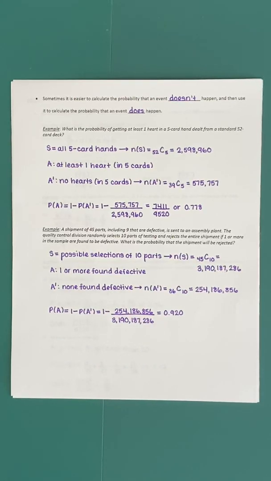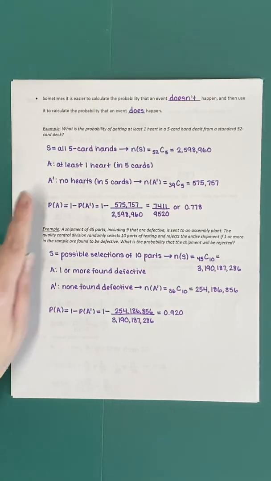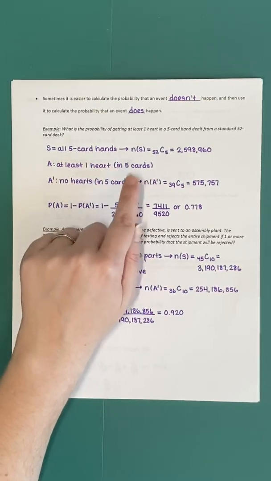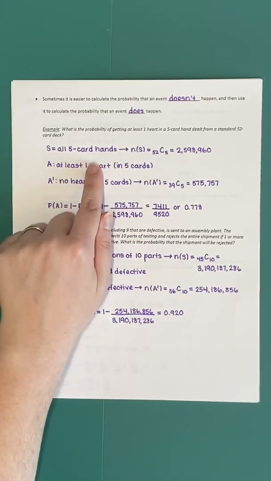The denominator is always the size of the sample space for the experiment. What becomes more complicated is the numerator. How do we determine what the numerator is? Well, let's define our event, and then we're actually going to use the complement here. So the event is getting at least 1 heart in our 5 cards. But remember, that can look a bunch of different ways.